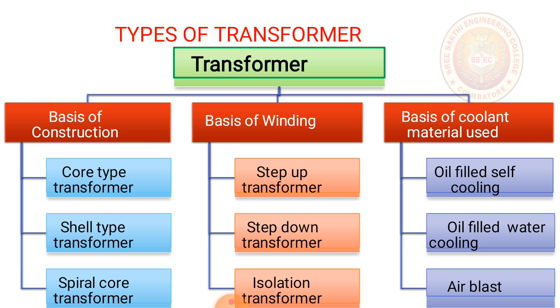Types of transformer. Transformers are classified based on the construction, winding and coolant material used. Under the construction, there are three types: core type transformer, shell type transformer and spiral core transformer. Under the basis of winding, there are step up transformer, step down transformer and isolation transformer. And based on the coolant material used, oil filled self cooling, oil filled water cooling, and air blast transformers are used.